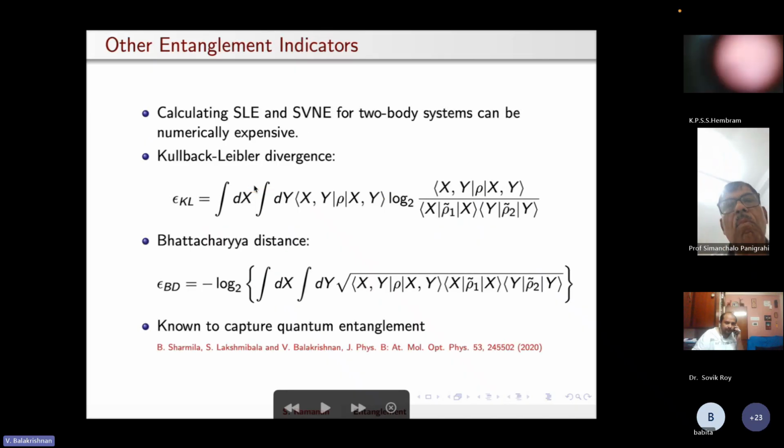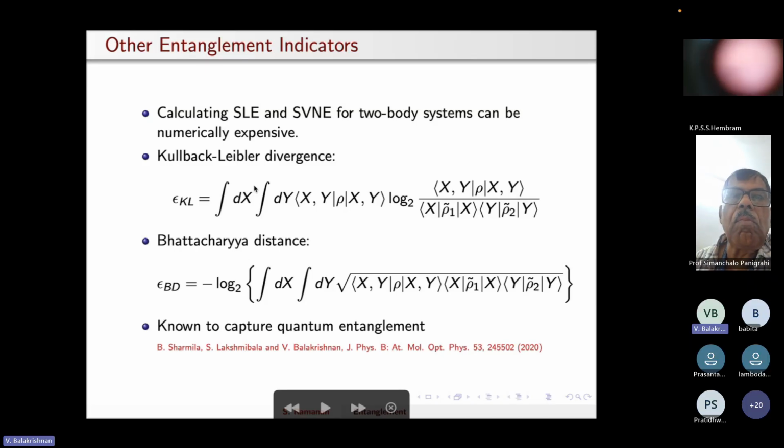So if I have to calculate SLE and SVNE, as I told you a couple of slides ago, it is going to become numerically expensive as one goes to three-dimensional systems. Instead, it is possible to look at the distance between probability density distributions, which is the Kullback-Leibler and Bhattacharya distance, which you have heard about in the other two talks. It is possible to define distances using the Kullback-Leibler and Bhattacharya distances.